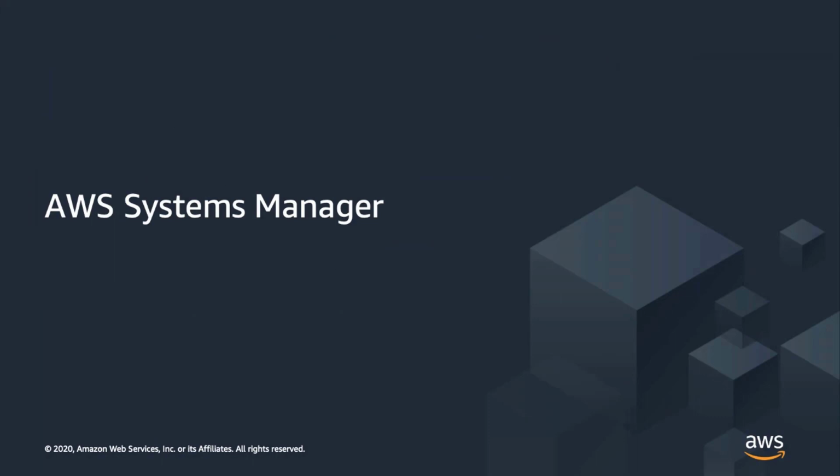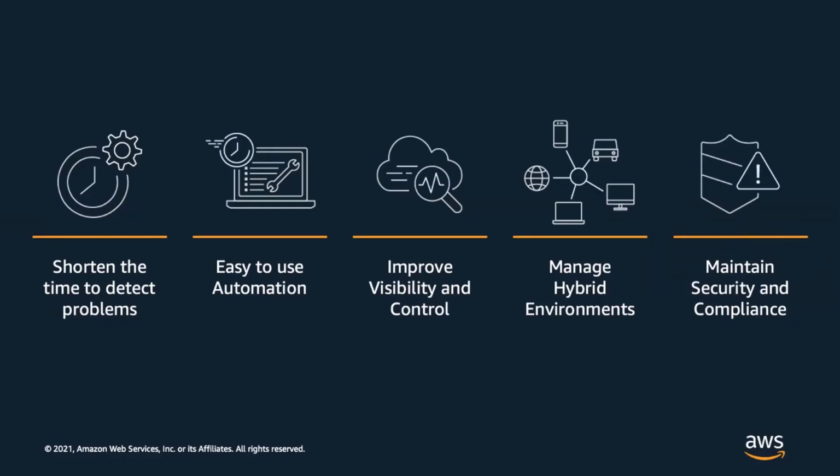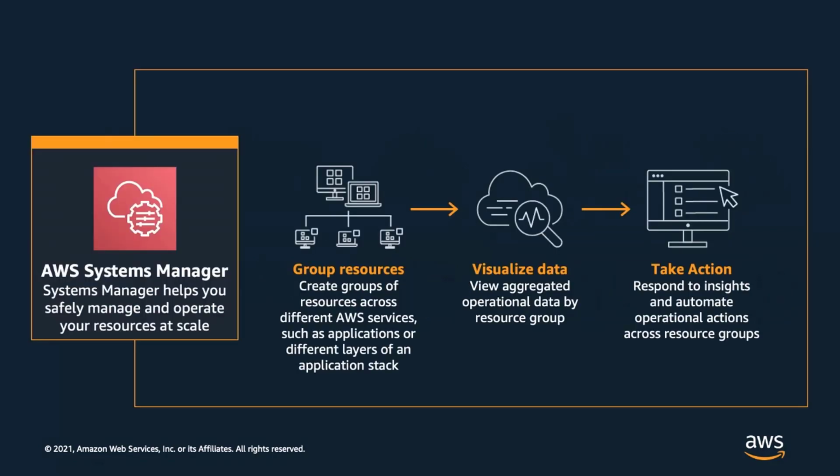Now, to help us provide the automation within our modern application, the automation that's needed to keep our infrastructure at a desired state, we'll utilize AWS Systems Manager. The goal behind AWS Systems Manager is to help you shorten the time to detect problems. It provides mechanisms to ease the process of automating workflow within your AWS infrastructure. And it does this in 3 key areas.